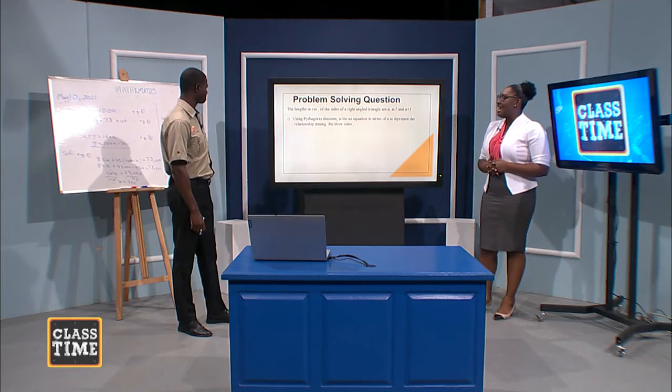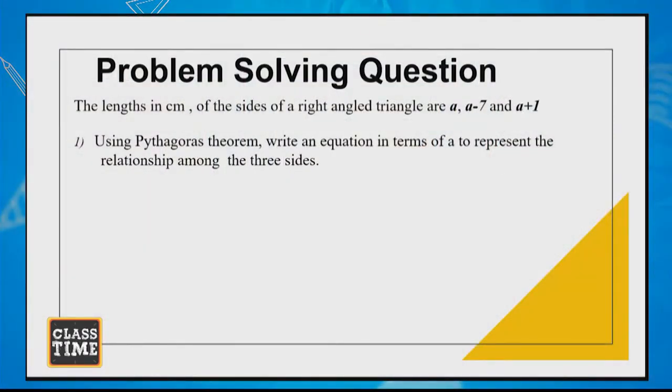So the length in centimeters of the sides of a right angled triangle are A subtract 7, and A plus 1. Okay. So those are just three sides. And it must be three because we're talking about a triangle. And they did specify that we're looking at a right angled triangle.